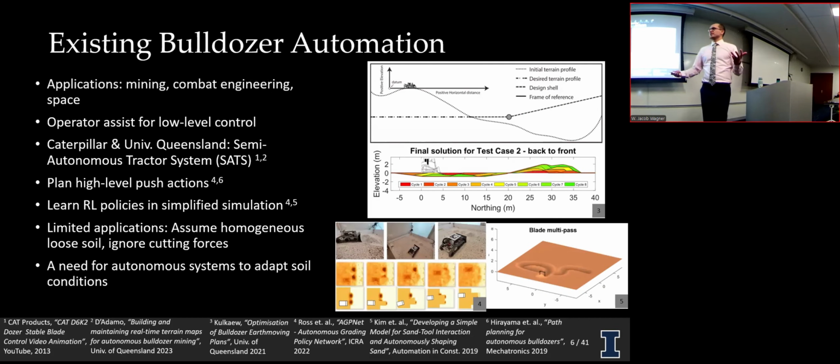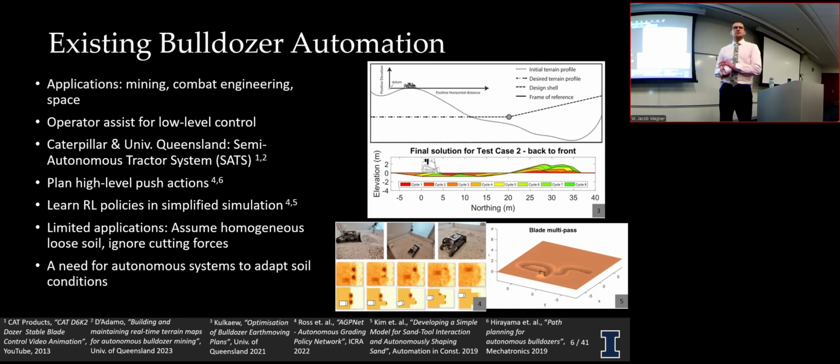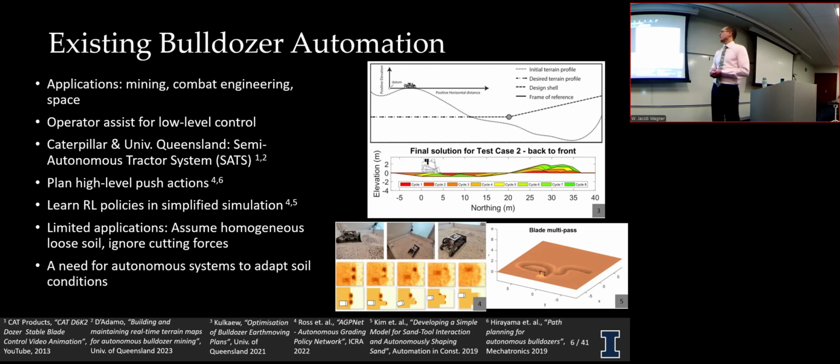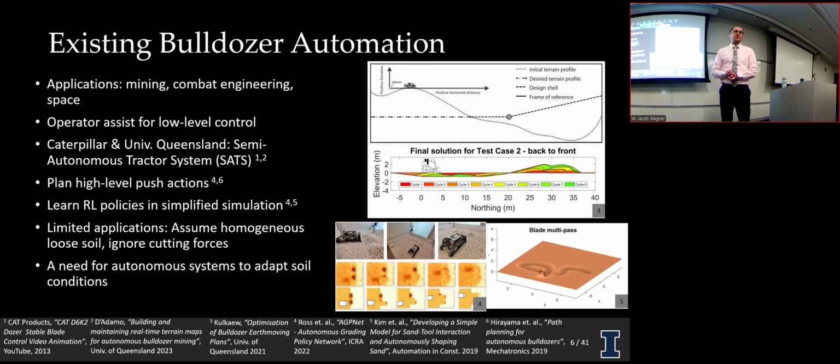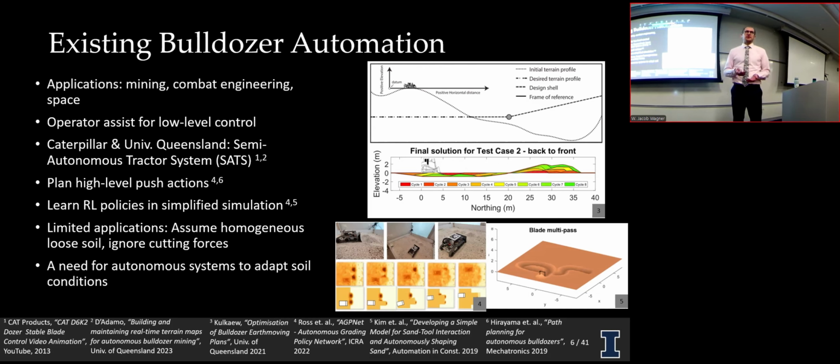On the more research end of things, there are some collaborations between industry and universities. Caterpillar in Queensland is one notable one, doing things like trying to develop mathematical programming methods to plan out sequences of cuts and fills for mining operations. Additionally, there's work more on the academic side of things where people are trying to apply things like reinforcement learning algorithms in order to learn policies to perform terrain shaping operations. Where to begin a cut, where to deposit the material, that kind of thing.